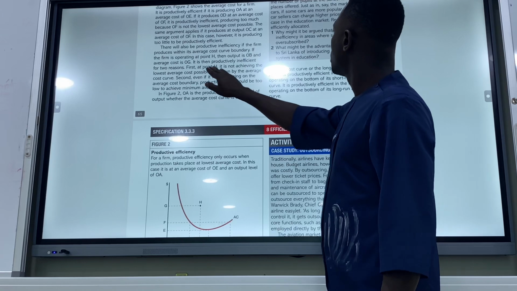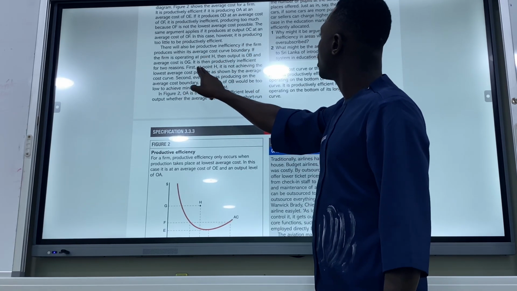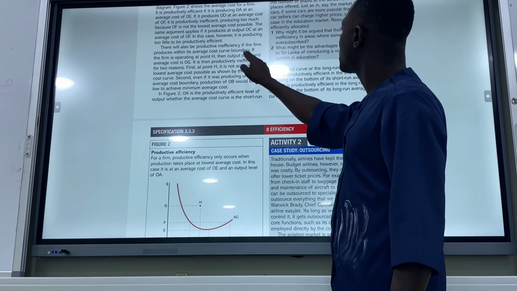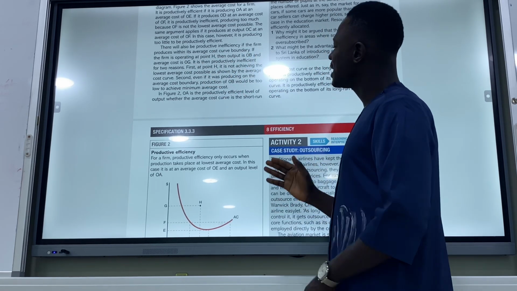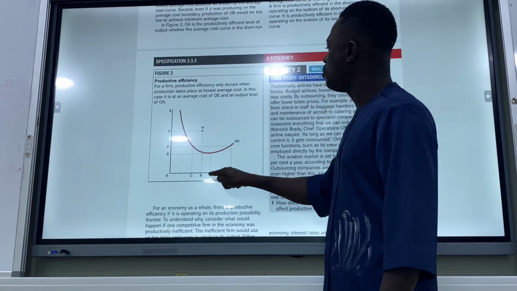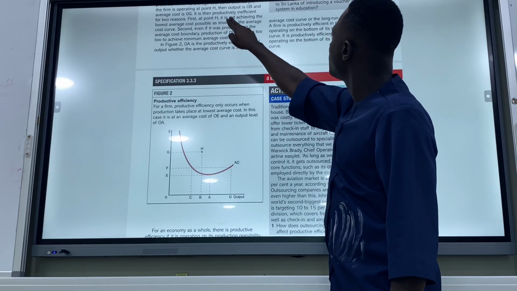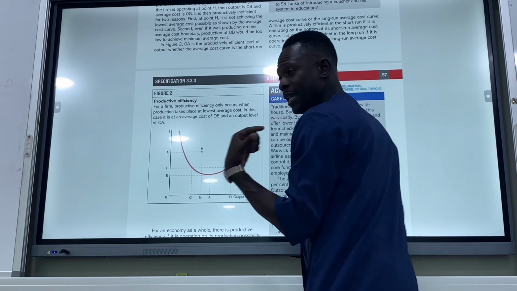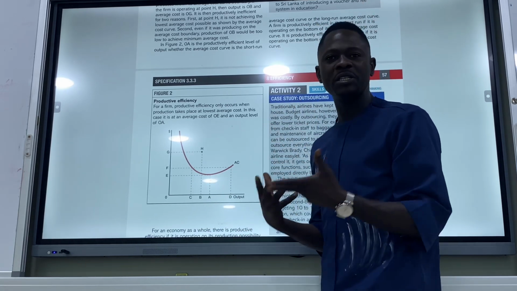So, that's about productive inefficiency. There will also be productive inefficiency if the firm produces within its average cost curve boundary. If the firm is operating at point H here, it will only be producing at OB. Then output will be at OB, like I said. Then how is it productively inefficient?